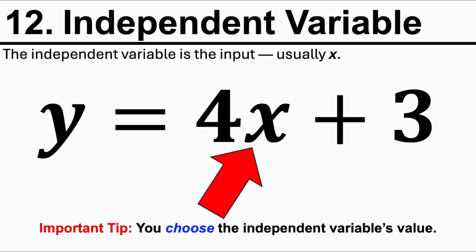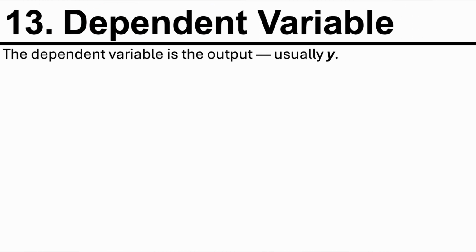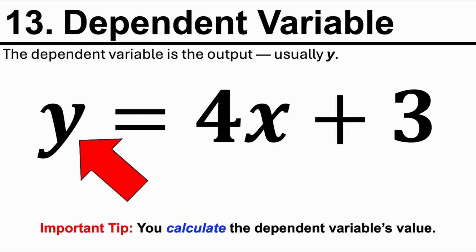Now, the reason you choose it is so that you can solve for the dependent variable, and the dependent variable is the output, and it's usually y. So in the equation y equals 4x plus 3, y is the dependent variable, and an important tip is that you calculate the dependent variable's value based on what the independent variable you chose was, and you just solve for y. Next we've got slope.